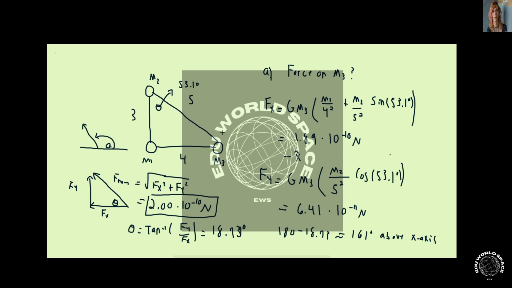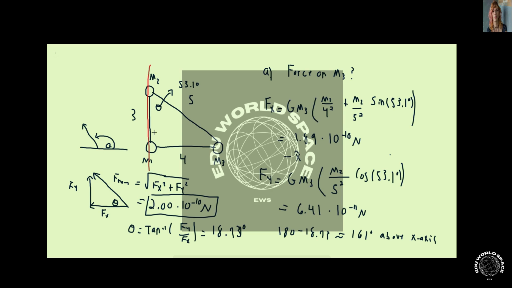So this was part A. Part B now asks us where, other than infinity, could we put this third mass so that the net force on it is 0. So thinking about the x forces first, it's clear we have to put it in line with these two masses. So anywhere else we put it, there's going to be a net x force on it. So it has to be somewhere along this line here.